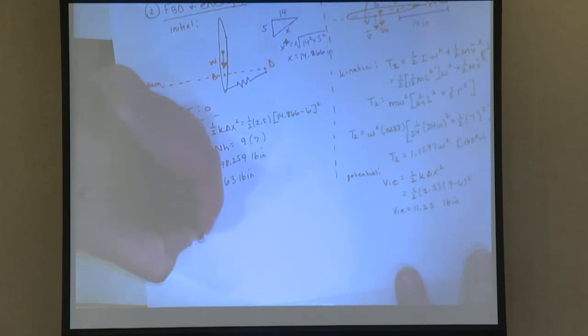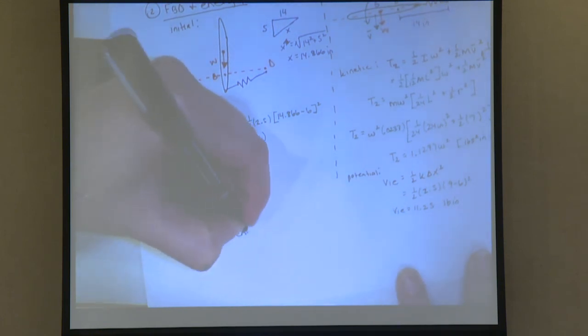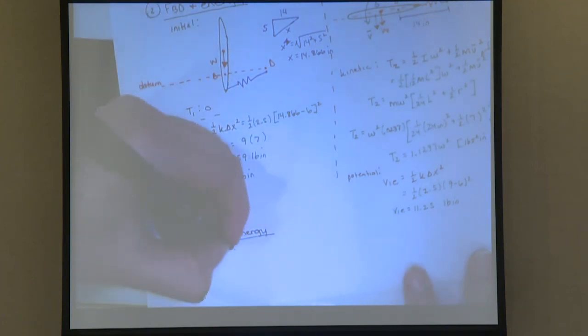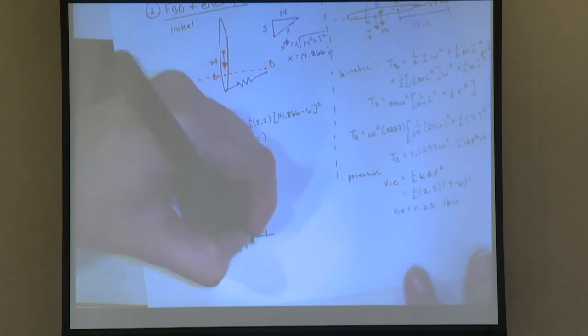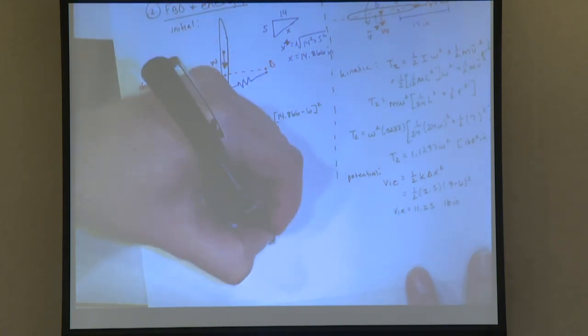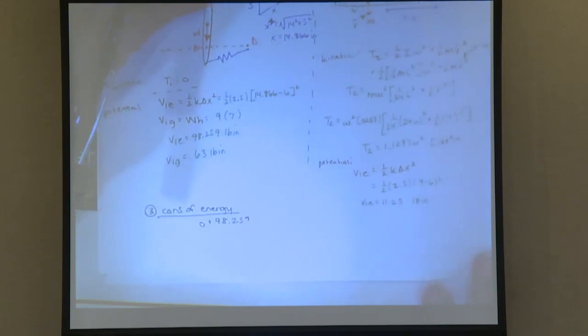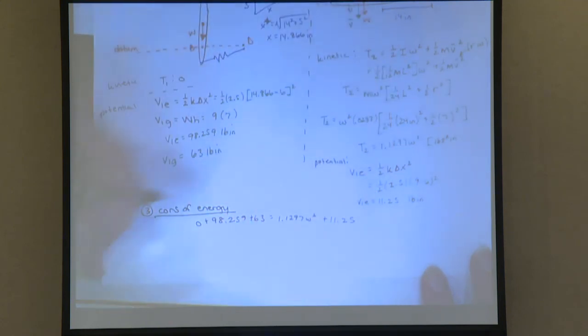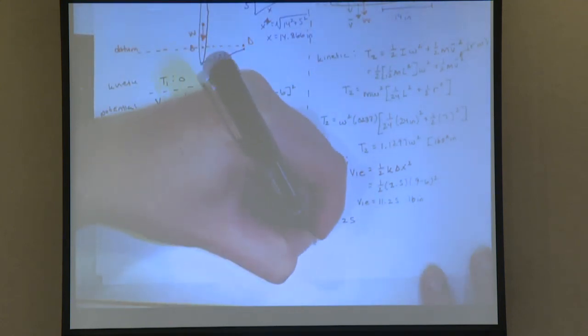Now if we apply conservation of energy, we set our initial equal to our final. So we have 0 plus 98.259 plus 63 is equal to 1.1297 omega squared plus 11.25. So solving for omega, you should end up getting an equation that looked like this.